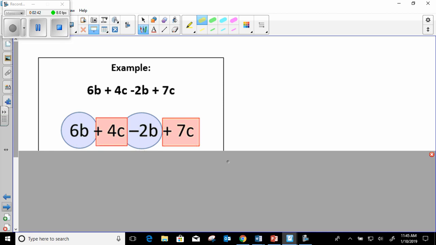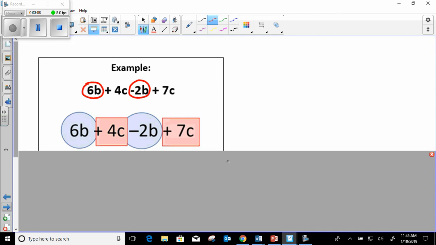So your 6b and your minus 2b. I want you to notice something. We talked about this in class. You always want to take the sign that is in front of that number. So this is a negative 2b. A negative 2b is the exact same thing as a minus 2b. It's going to be very important that you take the sign in front. Otherwise, you're going to get the problem wrong.